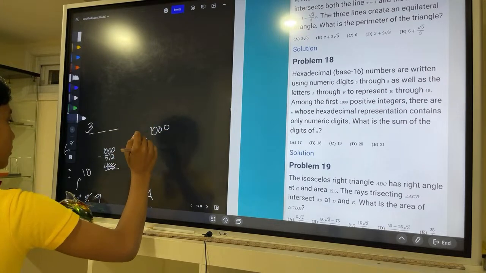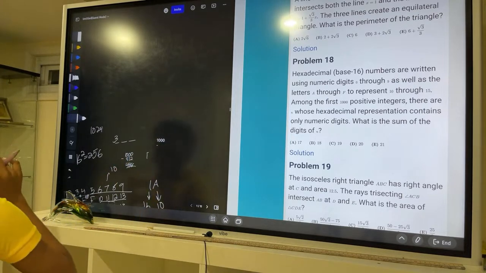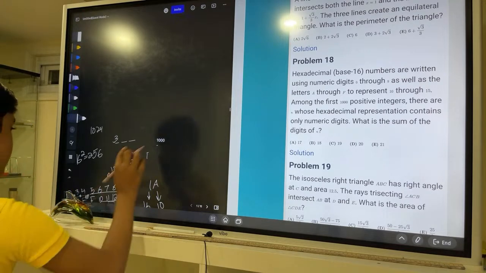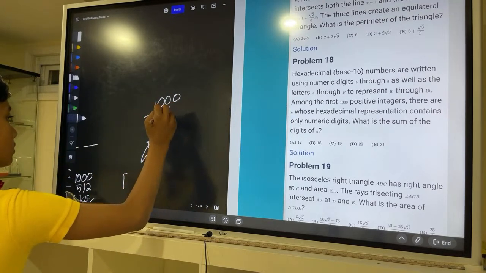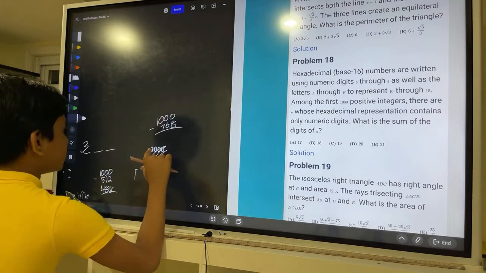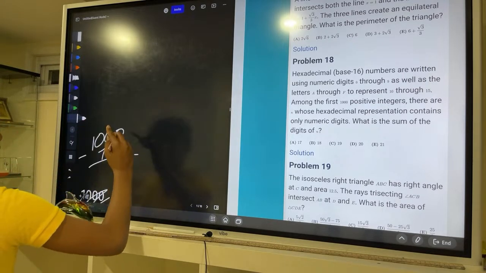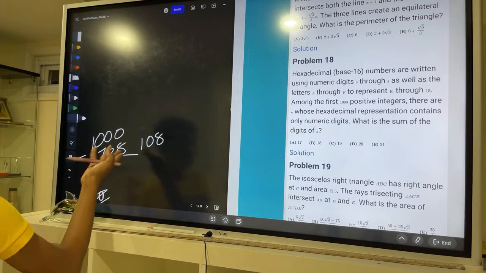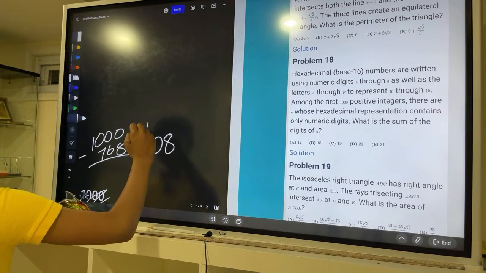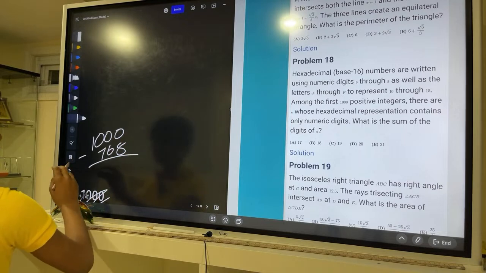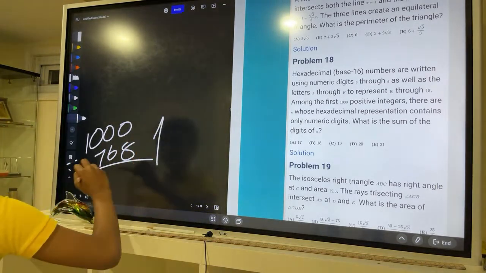So, make that actually 1,000 minus 768. What the hell? How does this look like 108? I mean, I sort of see the resemblance, but who's writing their ones like this? Then again, I've never written a one like this ever.